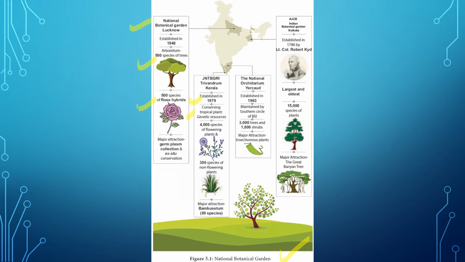The next, National Orchidarium, Yercaud, located in Tamil Nadu, established in 1963, and they include 3,000 trees and 1,800 shrubs. And the most attractive feature is it includes various insectivorous plants. The next botanical garden is in Kolkata, AJCB. This was established in 1786. It is one of the largest and the oldest botanical gardens, which includes 15,000 species of plants, and the major attraction is the great banyan tree.